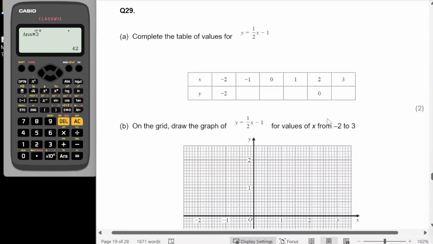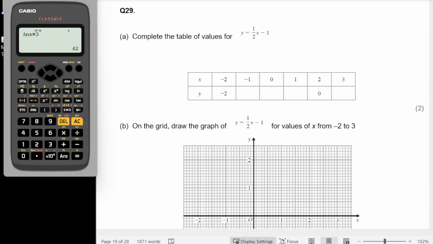Question 29, complete the table of values. So I'm going to use the table function on my calculator. If you're not happy with the table function on your calculator, just type them in each time. But if you are familiar with it, menu table function is function 3, and then the function I'm trying to type in is a half x.